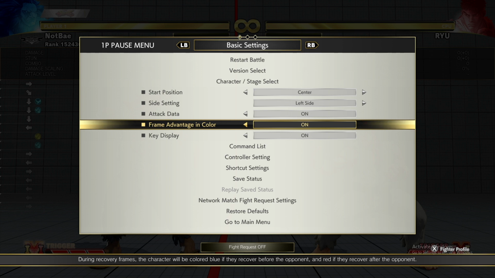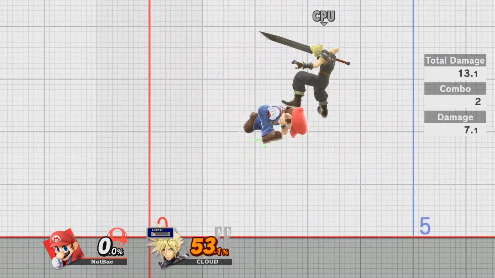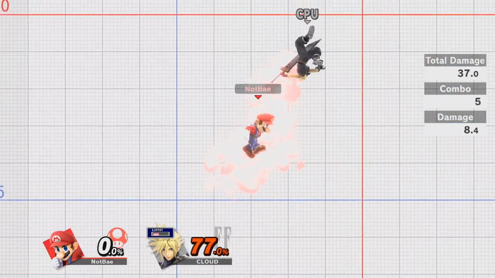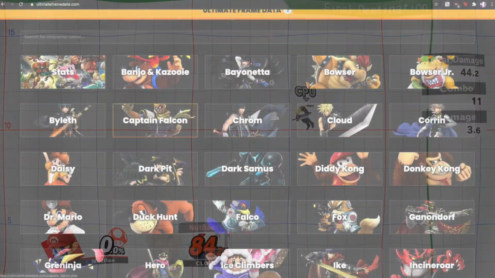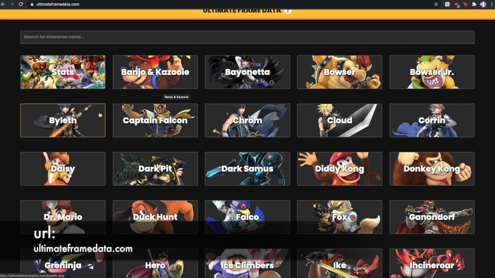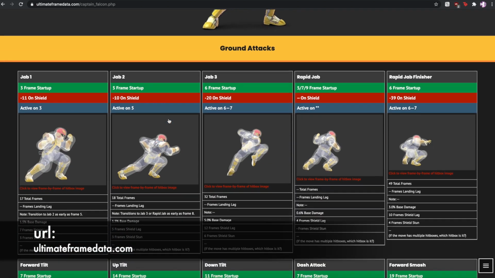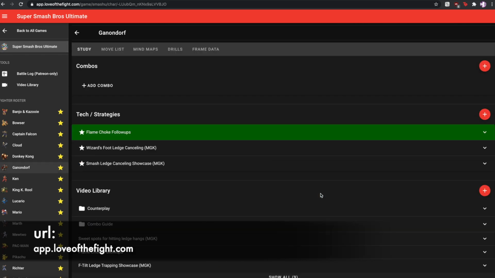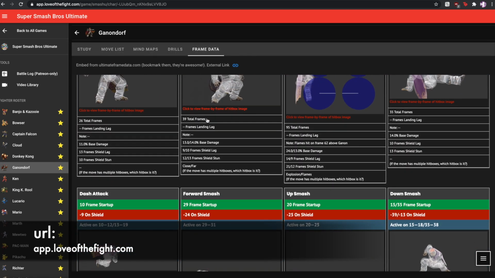The only major exception, unfortunately, is Smash Ultimate, which has a frame-by-frame mode in training, but does not offer hitbox visualizations or frame data. Lucky for Smashers, all frame data of any Smash character is available at ultimateframedata.com. This site offers hitbox visualizations for every move in Smash Ultimate, along with providing frame data of each of those moves. And of course, every Smash character's ultimate frame data page is linked with Love of the Fight, which allows easy access to tech, strategies, and the frame data to go along with it.